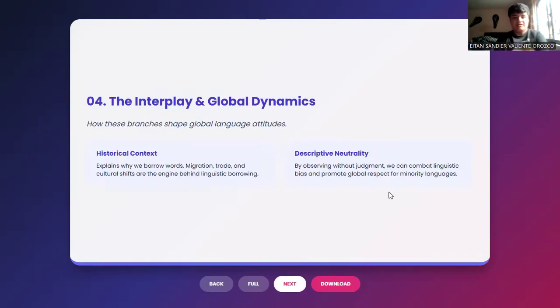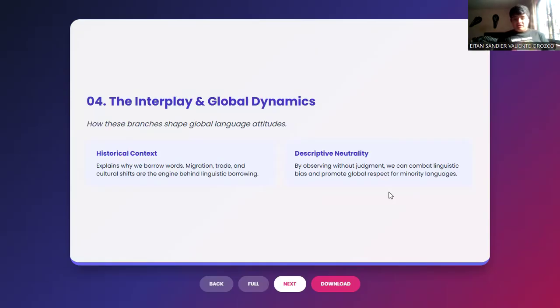The interplay of global dynamics. How do these branches shape global language attitudes? We have two attitudes: historical context and descriptive neutrality. What is the historical context? It explains why borrowings occurred: migration, trade, and cultural shifts. This is the whole history about the people, the earth, the communities, the religion, the languages, everything more.